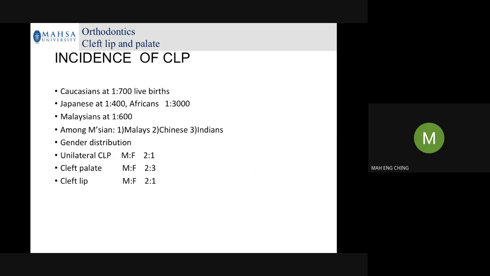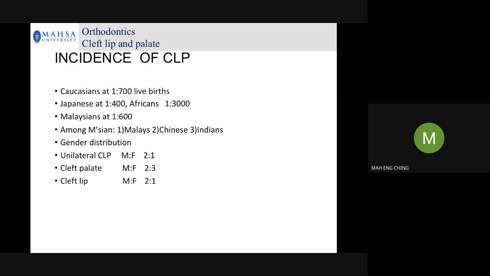In Caucasians the birth ratio is 1 to 700. Japanese a bit more. Malaysian is 1 to 600. And in terms of numbers or incidence, Malay is more than Chinese, then Indian the least. This might be due to the populations. The most is Malay, followed by Chinese and Indian. Another factor can be inter or close family marriage, which can contribute to this incidence also.